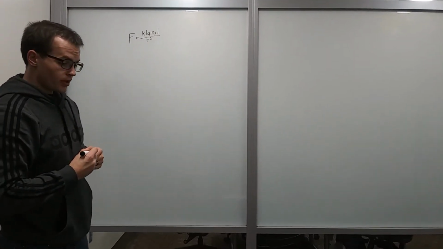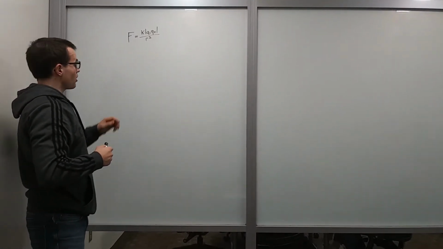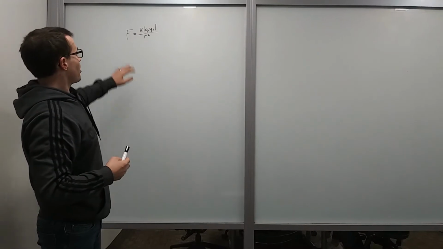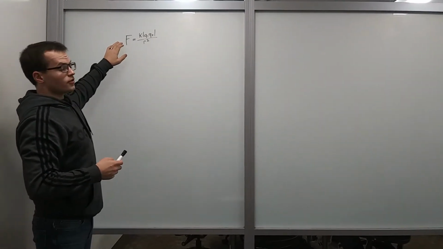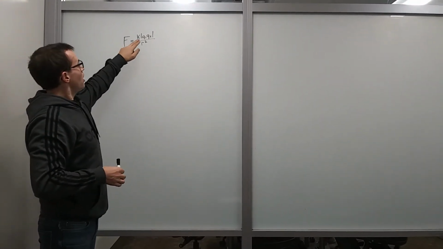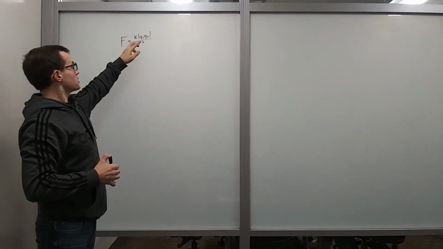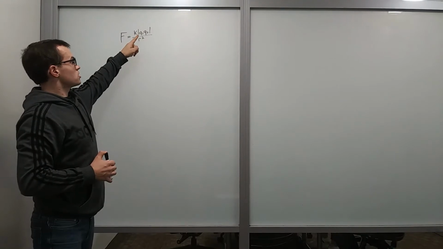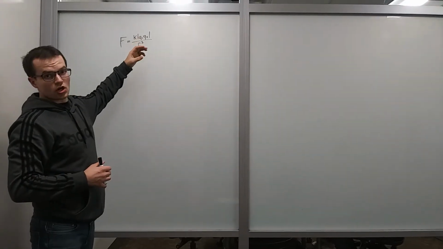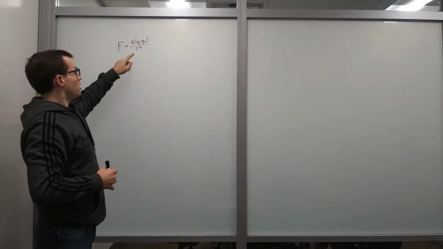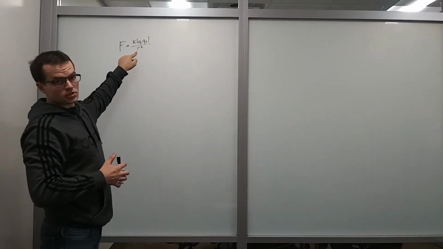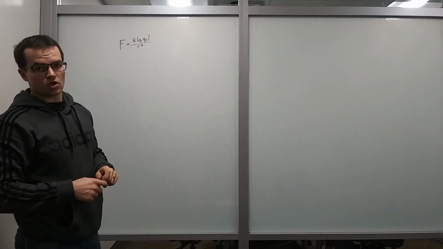Really quick, the first thing I want to talk about are the variables. F is going to be the force, that's what we're finding. K is a constant, and we'll talk about that in a second. Q is the amount of charge those two charges hold, and then r is the distance between those two charges.